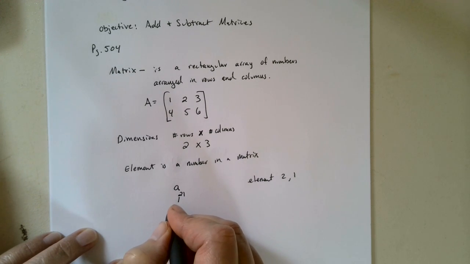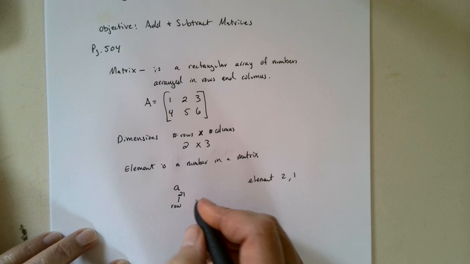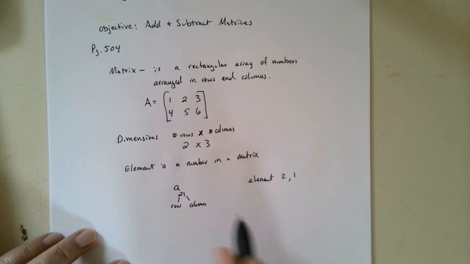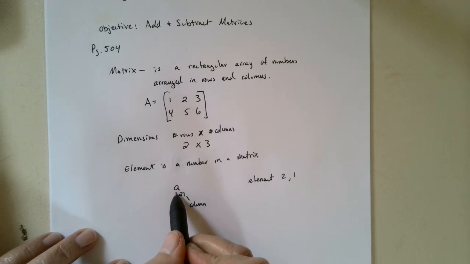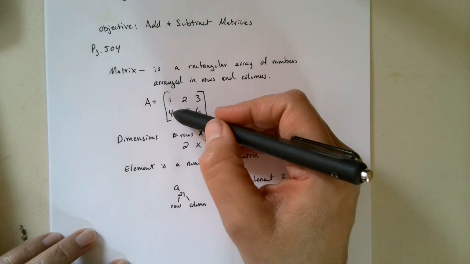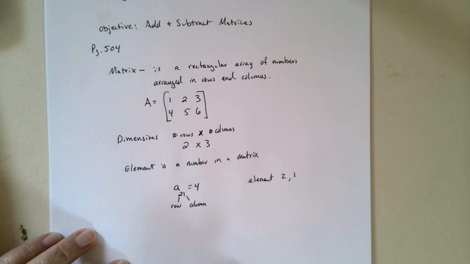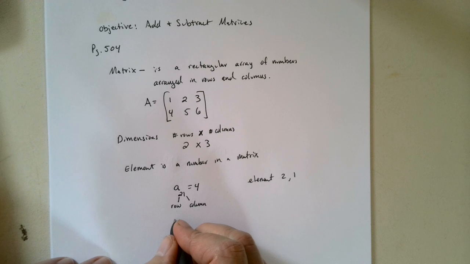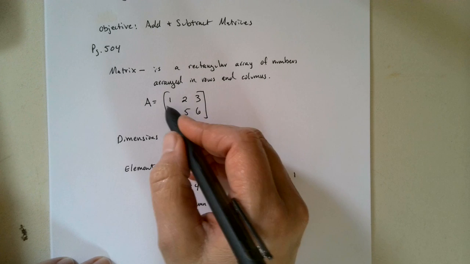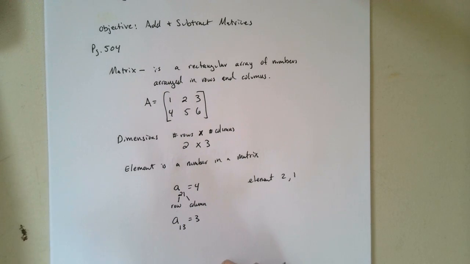The first number, the number 2, tells you what row to look at. The second number tells you what column you're looking at. So if we want element A21, that means they want the number that's in matrix A that is in the second row, first column. So that would be the number 4. So element A21 is the number 4. If they had A13, then they're saying they want the number that's in the first row, third column, and that would be the number 3.